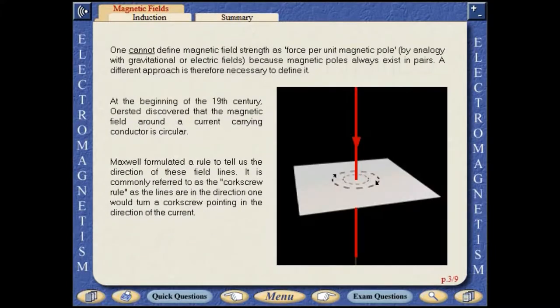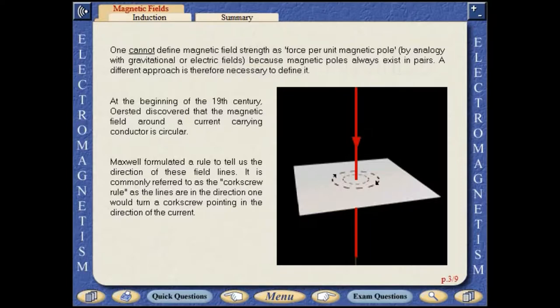One cannot define magnetic field strength as force per unit magnetic pole, as is possible with gravitational or electric fields, because magnetic poles always exist in pairs. A different approach is therefore necessary to define it.